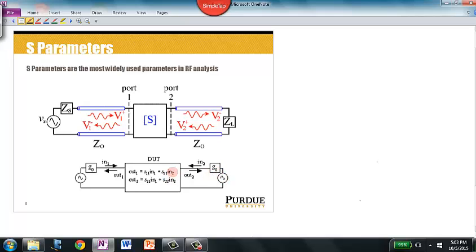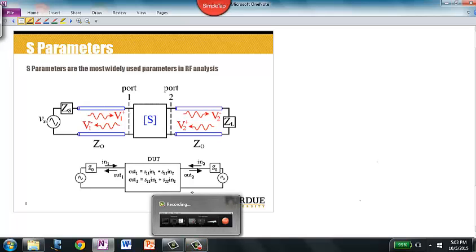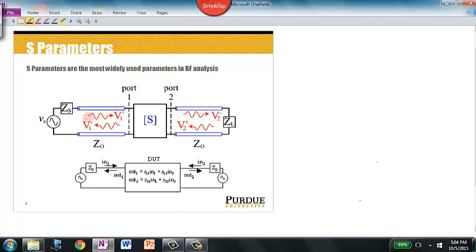So S12 is when in 2 is the input signal, well, how much power makes it through the circuit to out 1, and then S22 is when in 2 is turned on and port 2 is the transmitting port, how much power gets reflected back into port 2. So that's kind of the non-scientific explanation of what these S parameters are. Now let's talk more about incident and reflected waves. So this is the circuit that's typically used to explain the function of the S parameters.